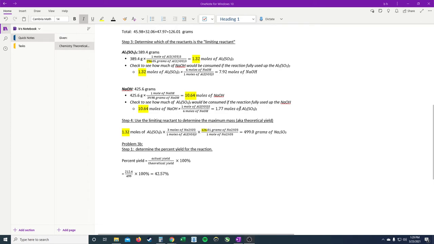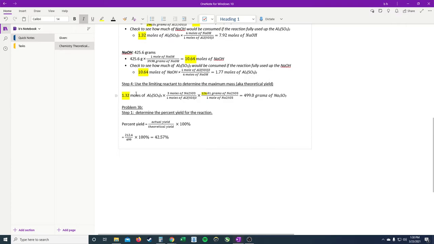So in order to figure out which one is the limiting reactant, you can kind of look at it. If you need to use all of the sodium hydroxide, you would need 1.77 moles. But above, we determined that we only have 1.32 moles of aluminum sulfite. So therefore, you can conclude that the aluminum sulfite is the limiting reactant.